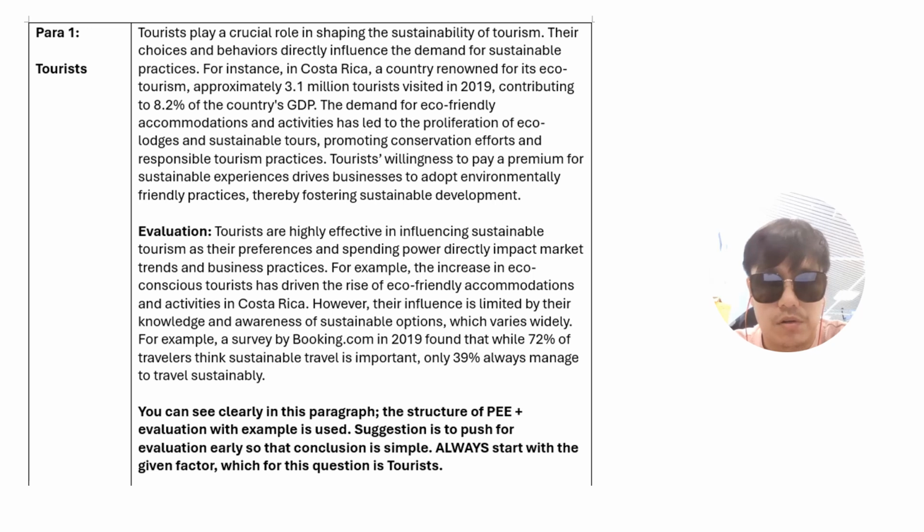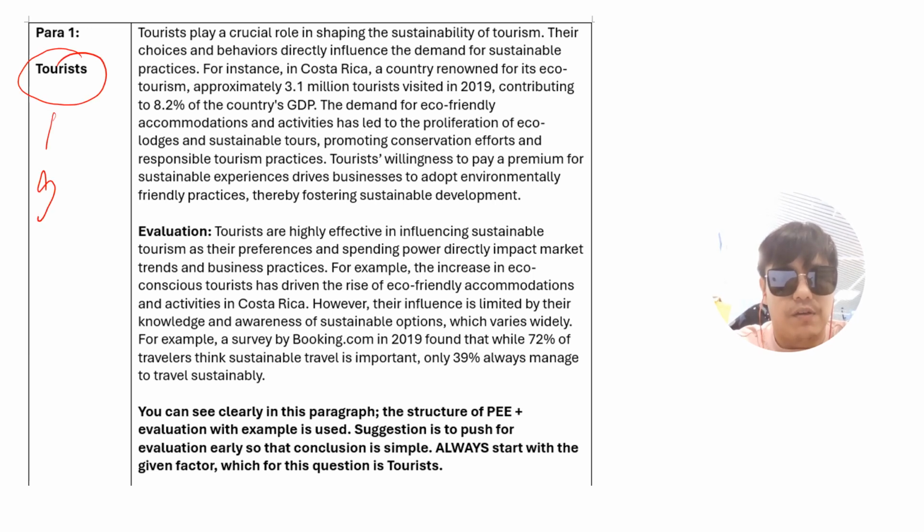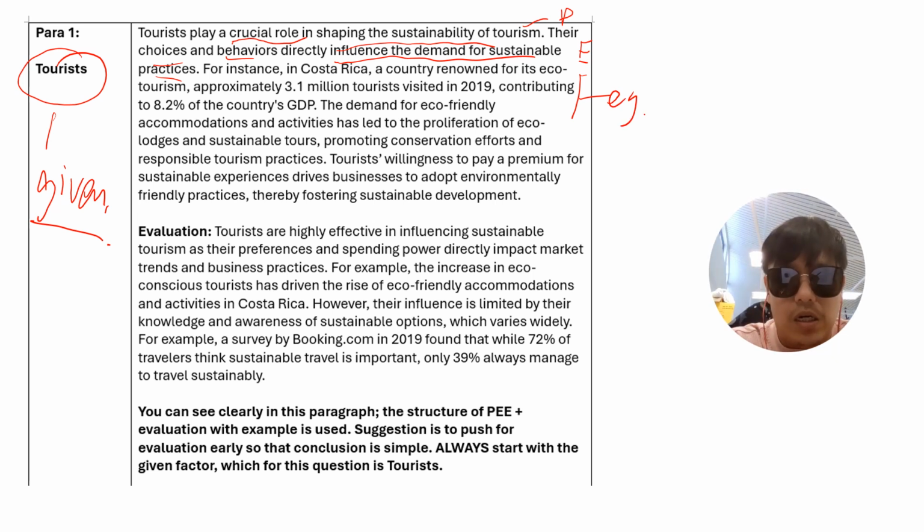For each para, I'm going to go through how I develop this answer and perhaps the evaluation portion where you can look at it. So the first paragraph, for this type of question, will always be on the given factor. So the given factor over here is tourists. So we're going to go straight into explaining why tourists play an important role. So I go on by saying, tourists play an important role in shaping the sustainability. Their choices and behavior influence the demand for sustainable practices. So I have my P, I have my explanation. I go straight into my example. So, something to take note.